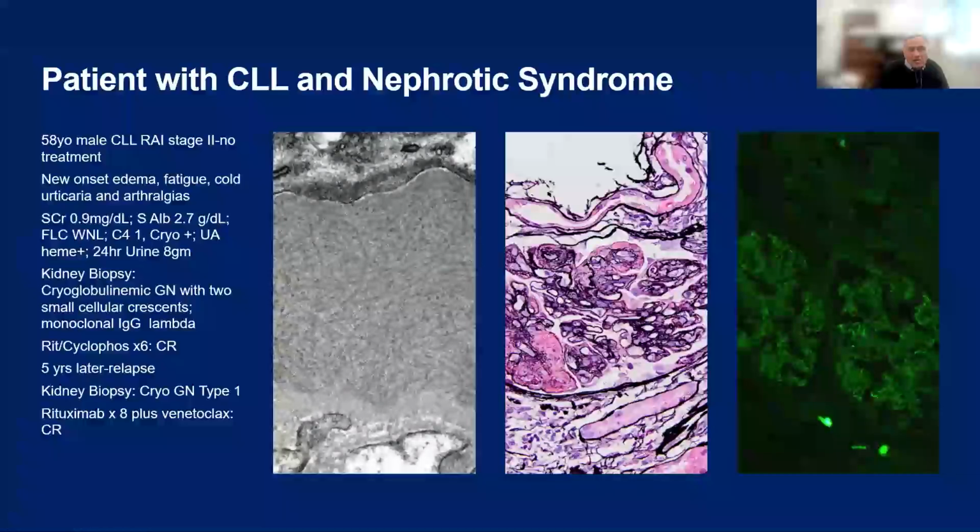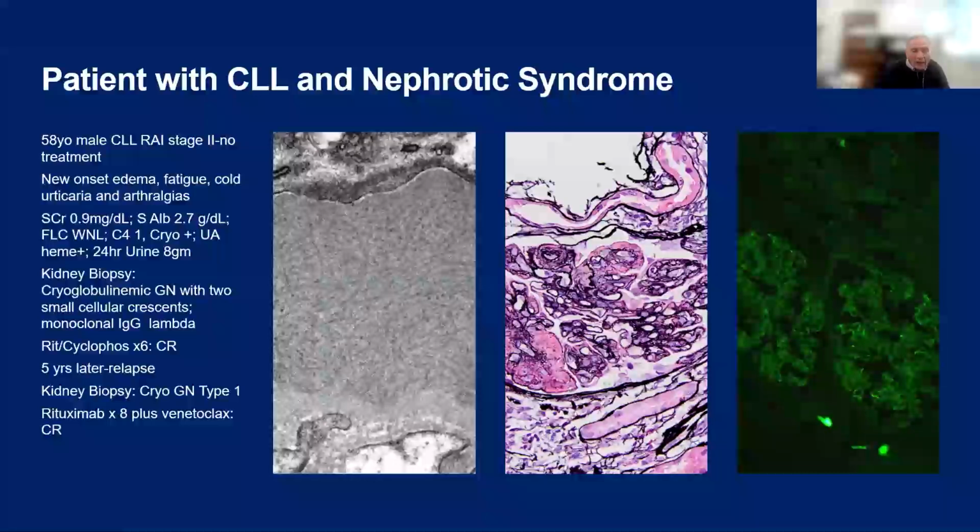Another case: this is a patient with a CLL that presented with a nephrotic syndrome. So the patient has CLL, stage 2, no therapy. A new patient to our institution presented with edema, fatigue, cold urticaria, and arthralgias. The initial creatinine was normal, a little bit of hypoalbuminemia. Cryos were positive, and the UA showed some hematuria and significant proteinuria. And the biopsy showed a cryo-GN with a couple of glomerular crescents and deposits of monoclonal IgG lambda.